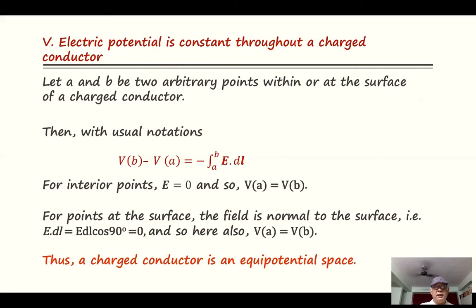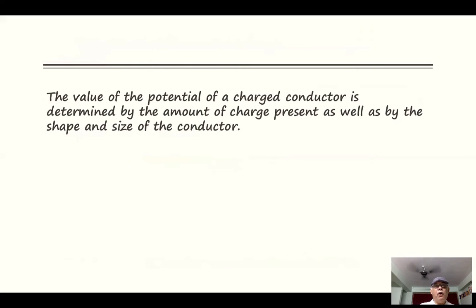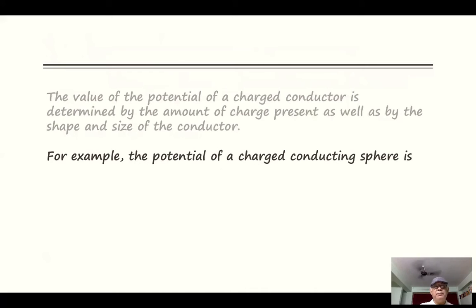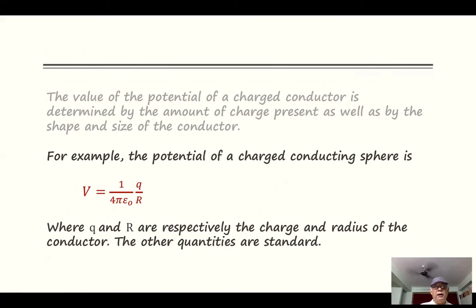Let us highlight this line. The value of the potential of a charged conductor is determined by the amount of charge present as well as by the shape and size of the conductor. For example, the potential of a charged conducting sphere is V equal to 1 by 4 pi epsilon naught Q by R, where Q and R are respectively the charge and radius of the conductor. The other quantities are standard.